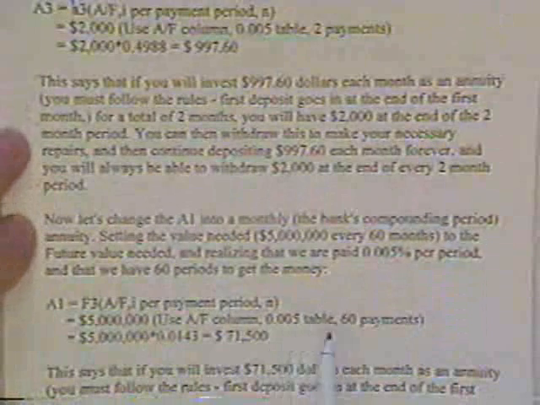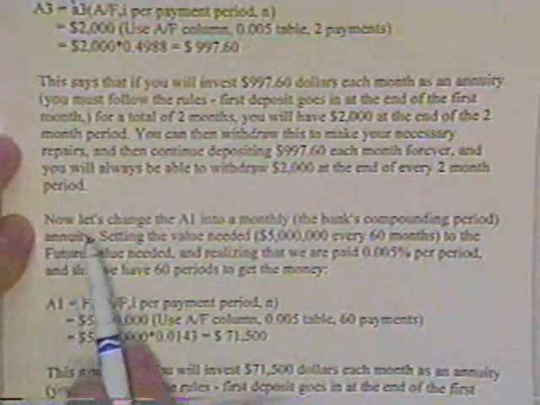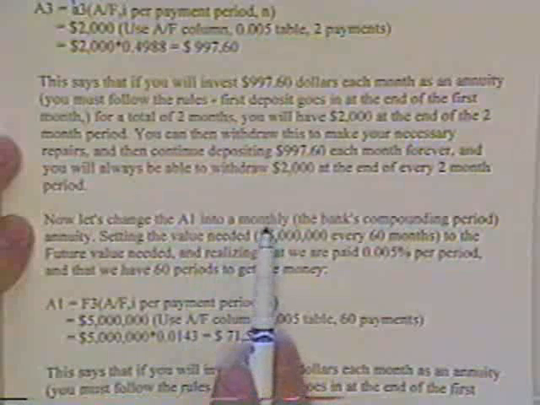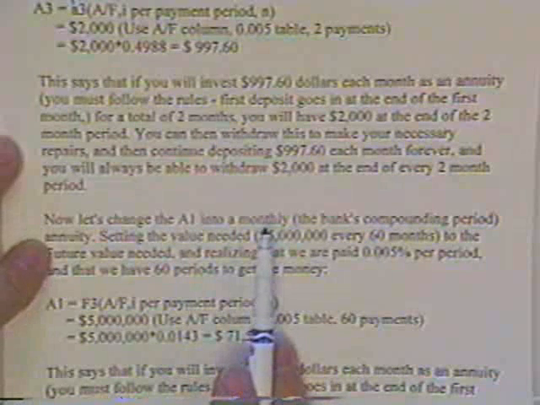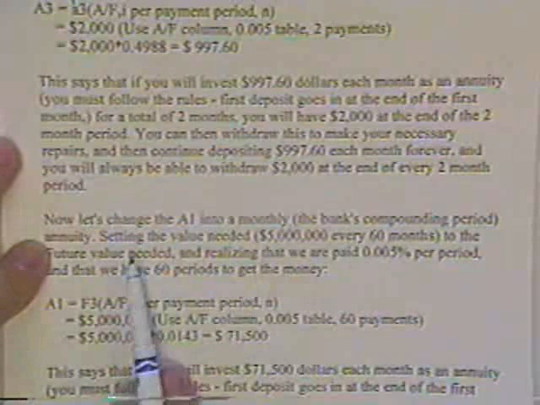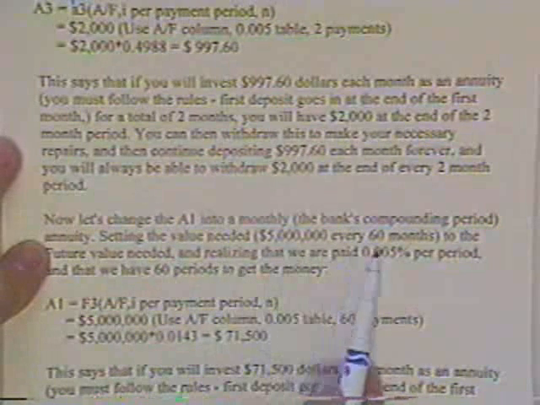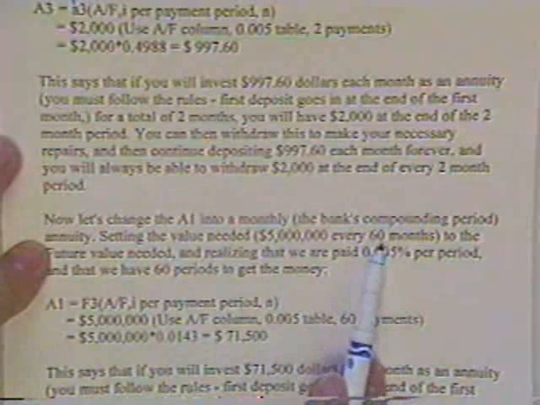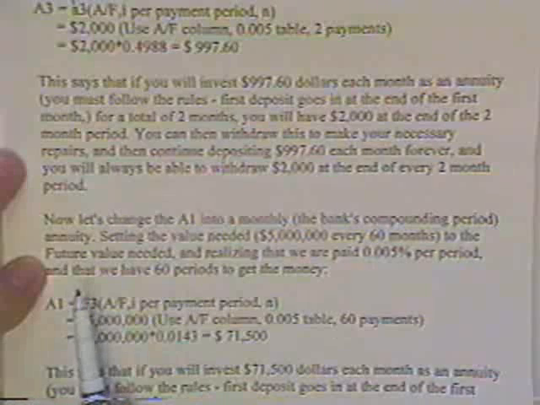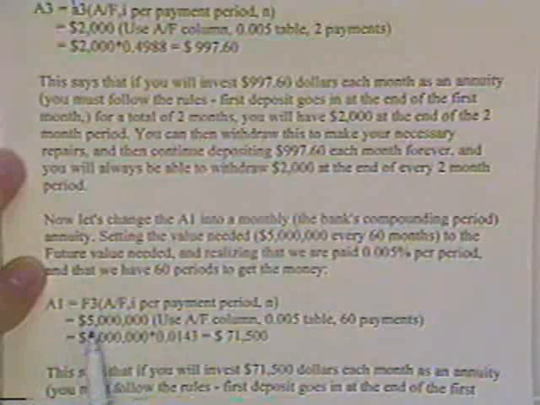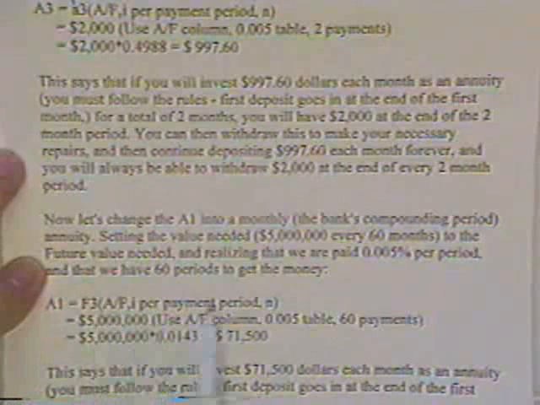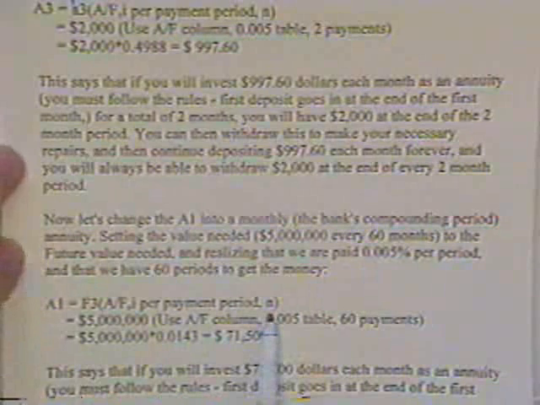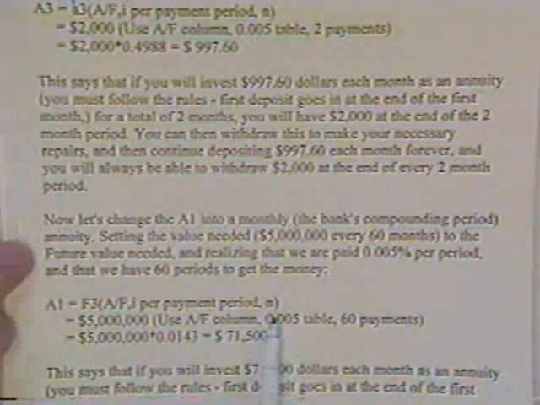Now then, the 5-year one, that one's going to be a little funny. Let's think about that. It is nothing but a future value that we need. Let's change it into a monthly annuity. That's the bank's compounding period. The value needed is $5 million. We need it every 60 payment periods, every 60 compounding periods, 60 months. Therefore, F3 is $5 million. We get paid 0.5%.